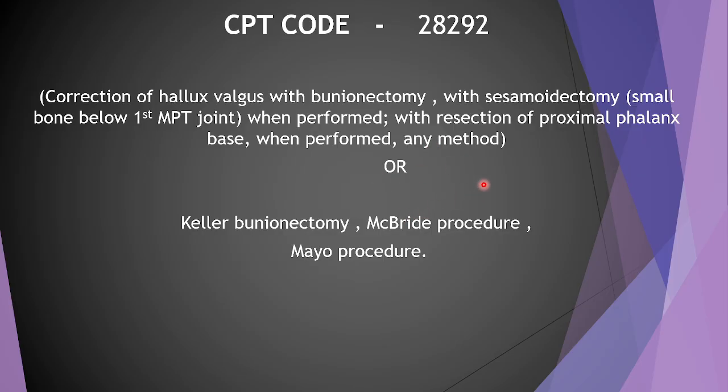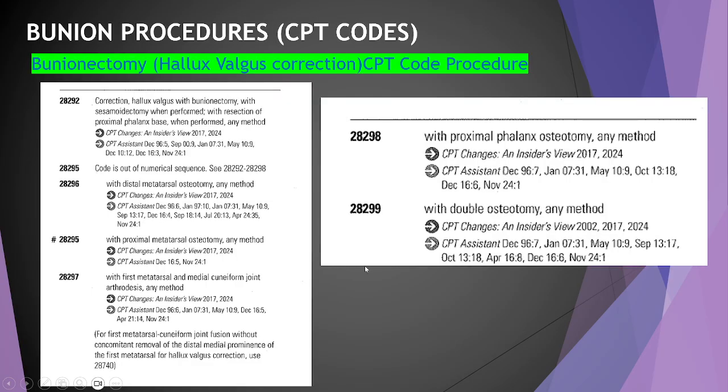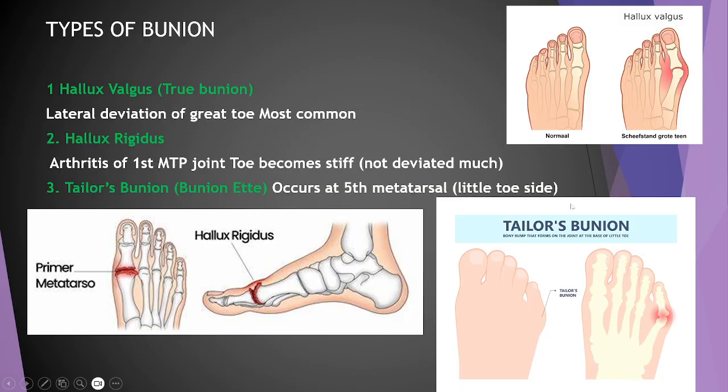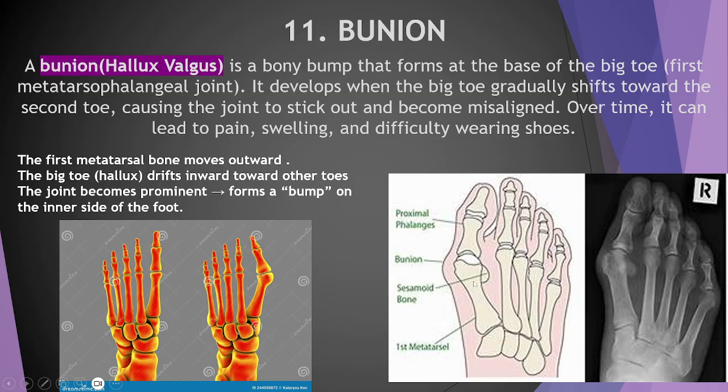So the first code is 28292. What is the description of this code? It is correction of hallux valgus with bunionectomy, with sesamoidectomy. The sesamoid is a small bone below the first metatarsophalangeal joint. Here you can see this one is the sesamoid bone in the first metatarsal.